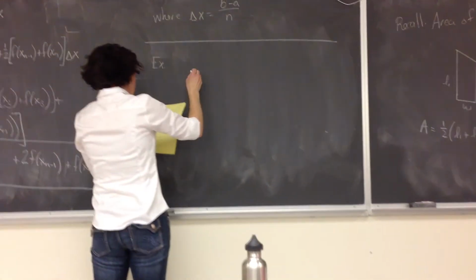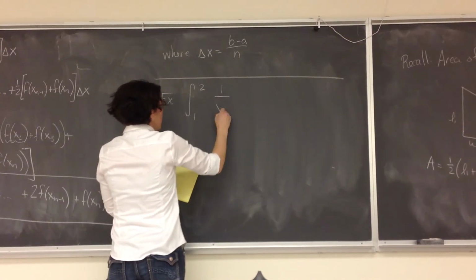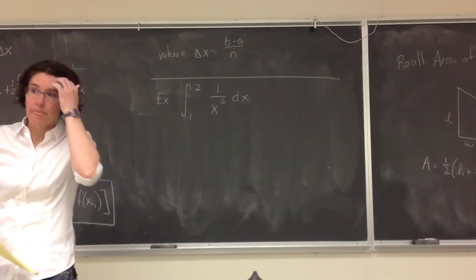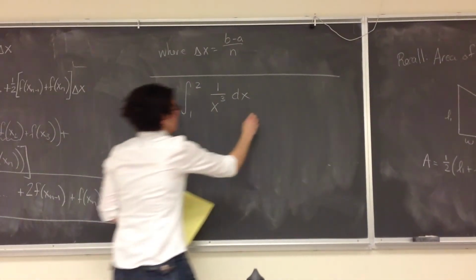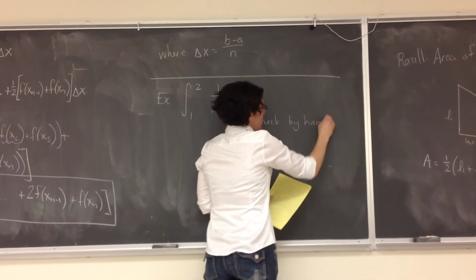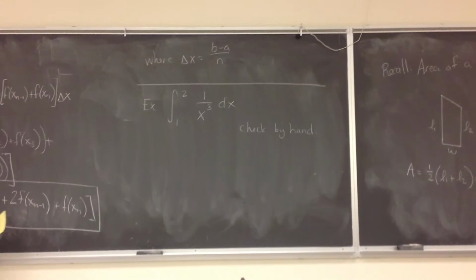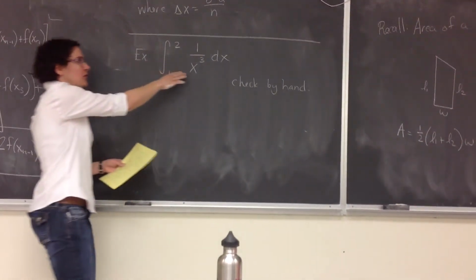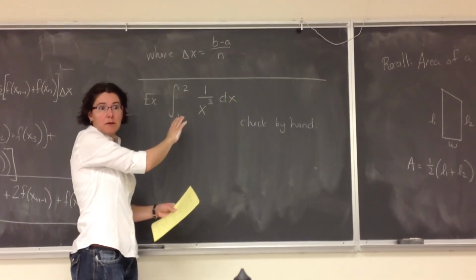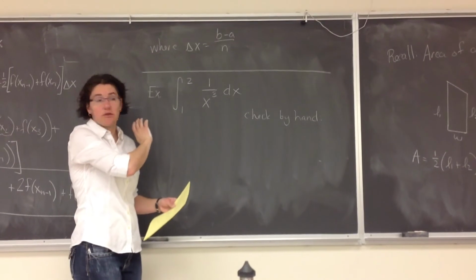So let's take a look at the integral from 1 to 2 of 1 over x cubed dx. Now, you can check by hand. Remember, the purpose of doing numeric approximations is to deal with integrals where you can't find a nice antiderivative. But this example is one where we do have a nice antiderivative. We can do this by hand, and the reason is I want to be able to compare our actual answer with the approximate answer we're going to get with the trapezoid rule.